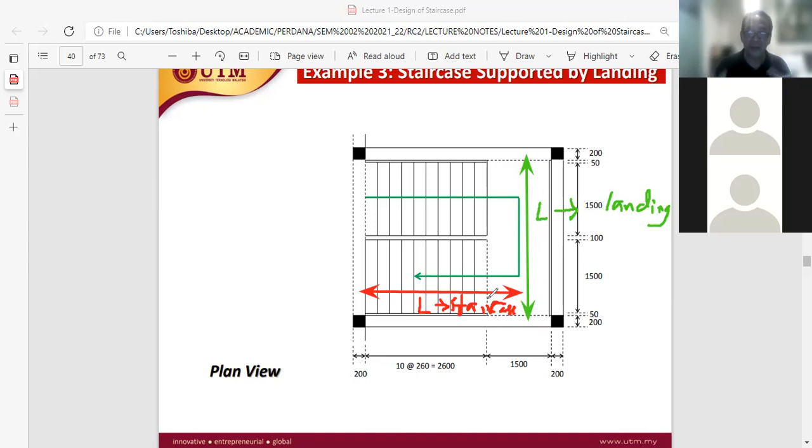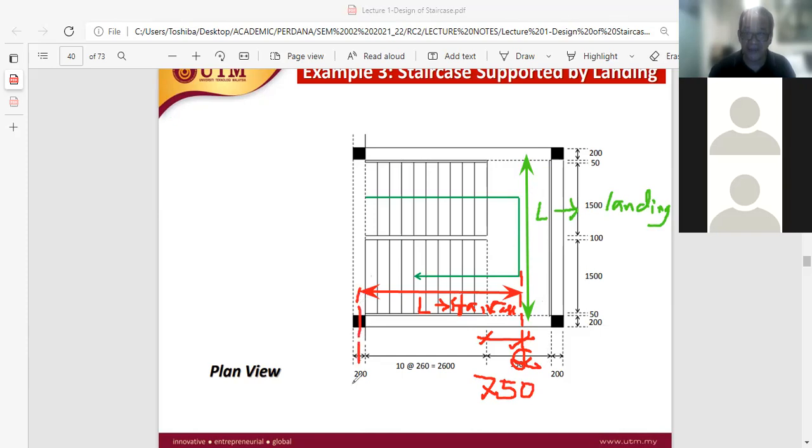One span is to represent the staircase punya span, which is from the center line of support, because tangga ni is now the support for the staircase. So kita ambil from center line lah. This is to represent center line lah. Yeah. Ini 750. Ini center line. Okay. This is the center line untuk support sebelah kanan for the staircase. For the staircase, support sebelah kiri, center line di sini lah.